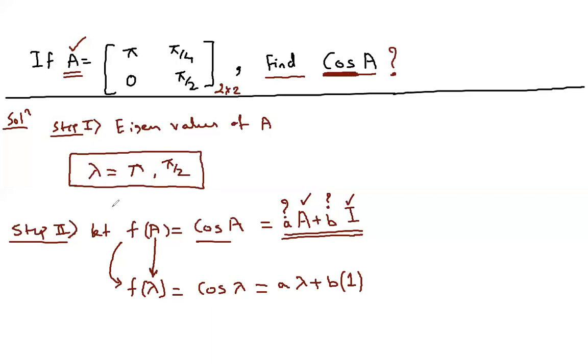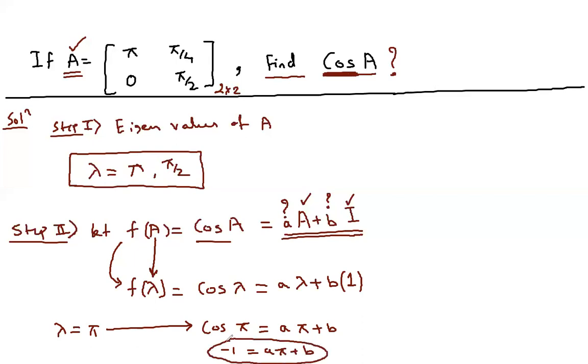Now, once you do that, we have two values of lambda. One is pi and the other is pi by 2. So first we will put lambda is equal to pi. Once I do lambda is equal to pi, this will become cosine of pi equals a times pi plus b times just 1. And cos pi is minus 1. So it is minus 1 is equal to a pi plus b. So we got the first expression here by putting lambda is equal to pi.